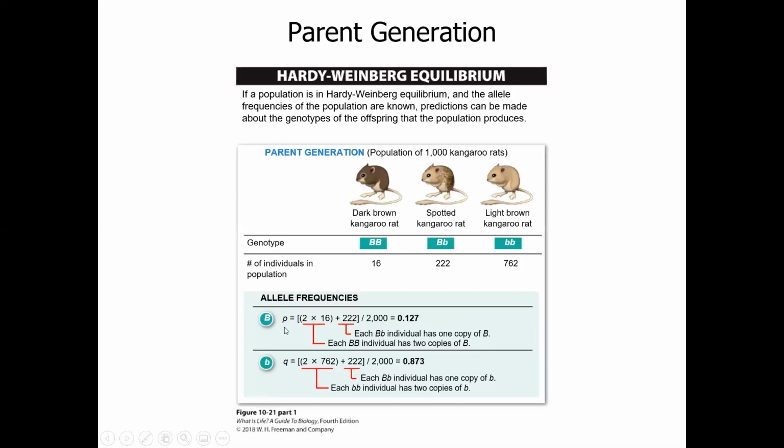allele, which is P. Then for our recessive allele, our Q, we're going to take 2 and multiply by 762 because there's 762 individuals that have the recessive genotype. We're then going to add it plus 222, which is representative of the recessive allele for our spotted kangaroo rat. There's 222 of those. We're then going to divide it by the total number of alleles, which is 2,000 overall, and thus get 0.873. And if we were to add these numbers together, we add 0.127 plus 0.873. That will equal 1 overall.